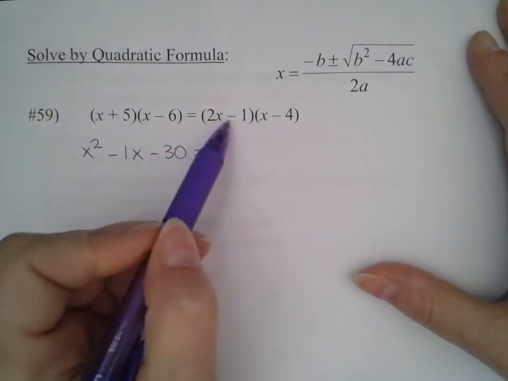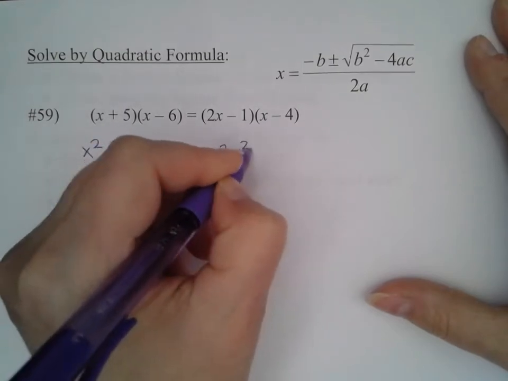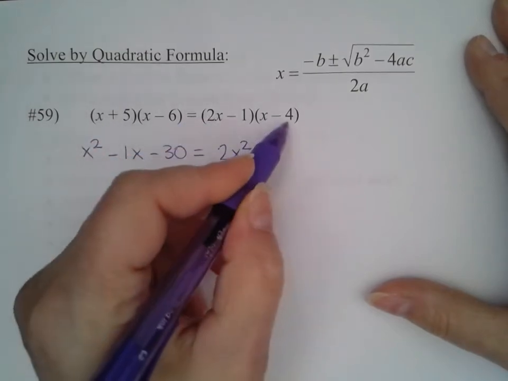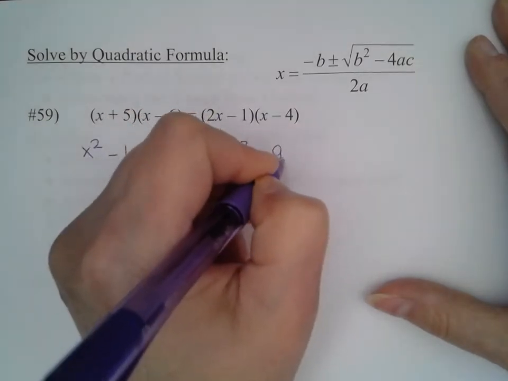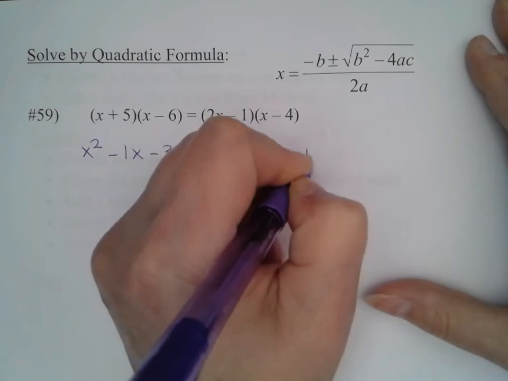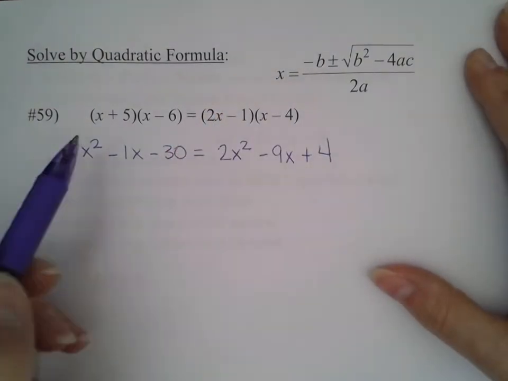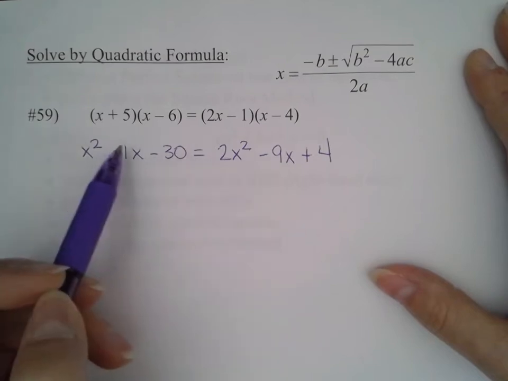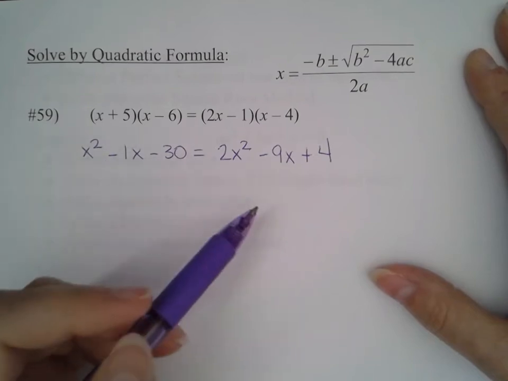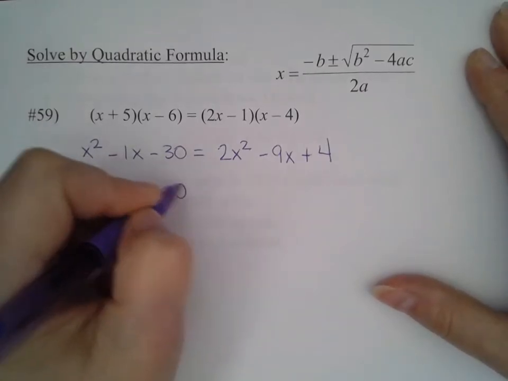And we want to do the same thing on the right-hand side. So we have a 2x squared. On the outside, a negative 8x. On the inside, a negative 1x. So negative 9x plus 4. And then we would like to get everything together on one side. Since the 2x squared is on the right, I'm just going to move everything over to the right so that the front term stays positive. So over here I'm going to have a 0.